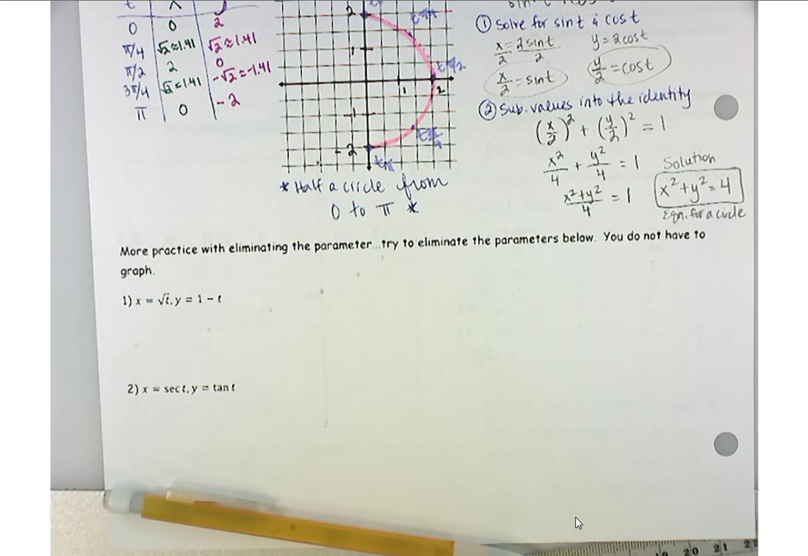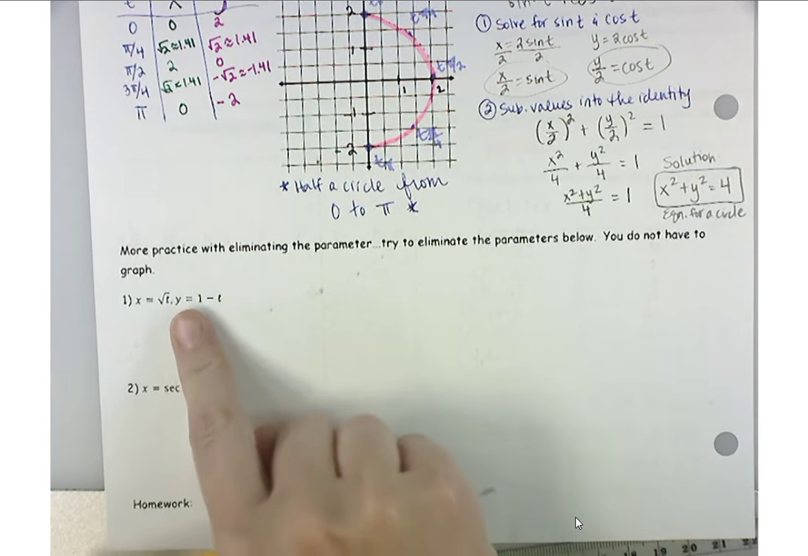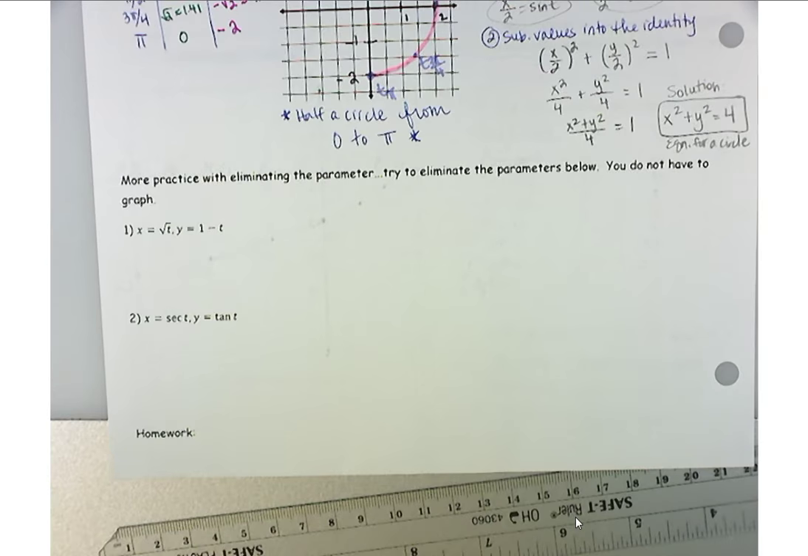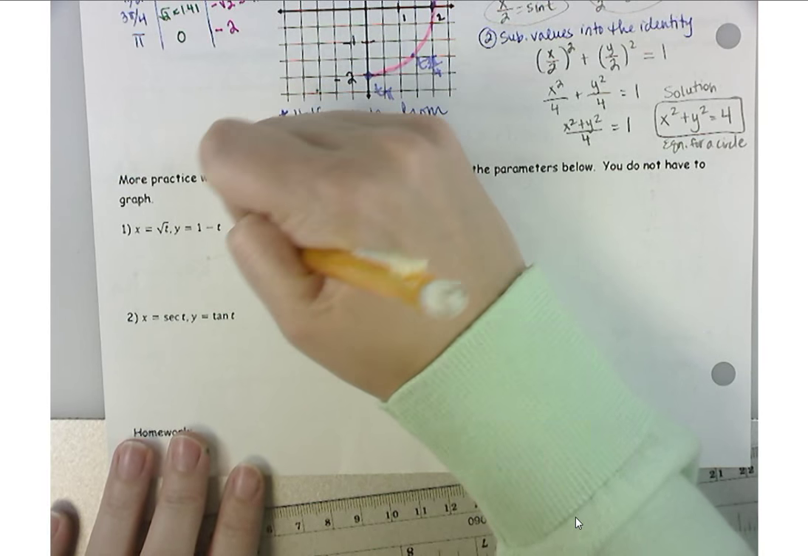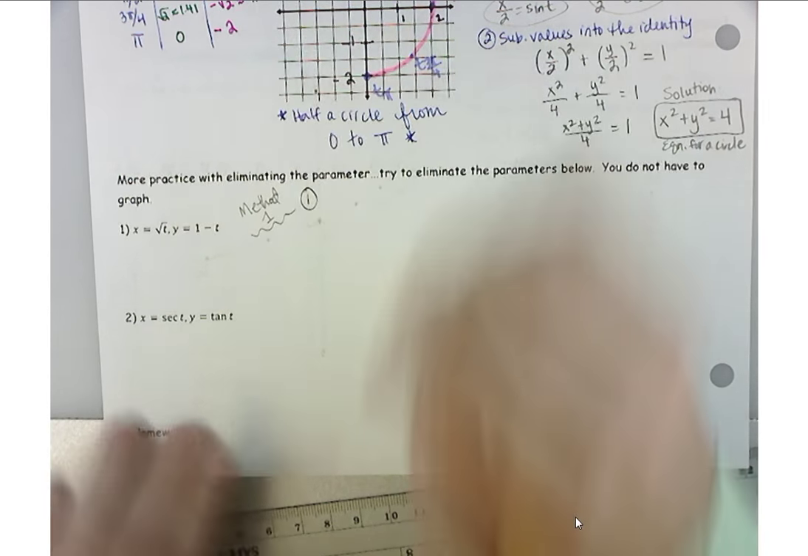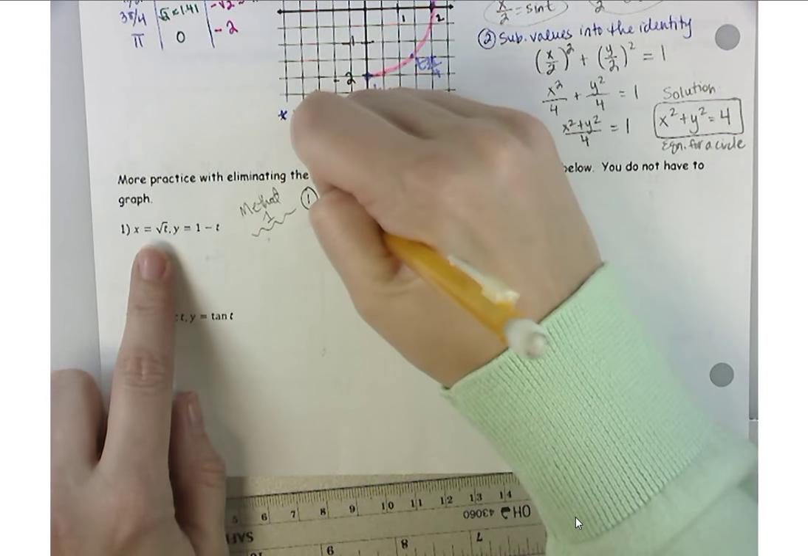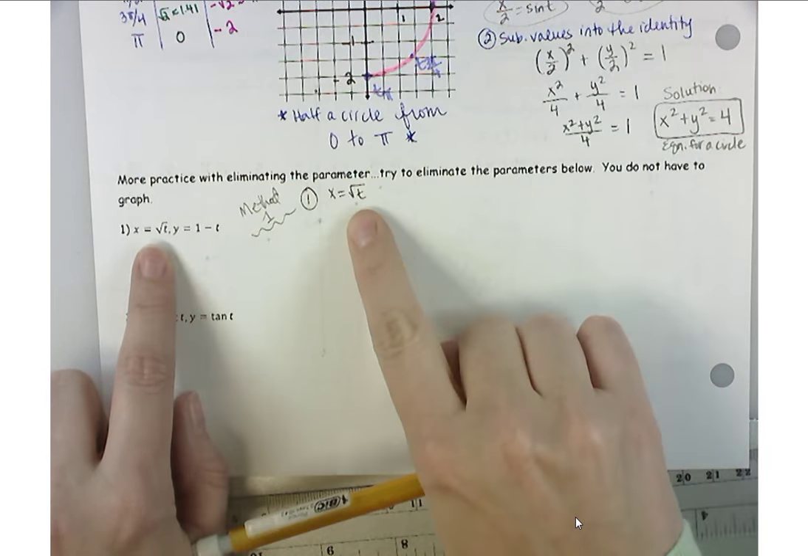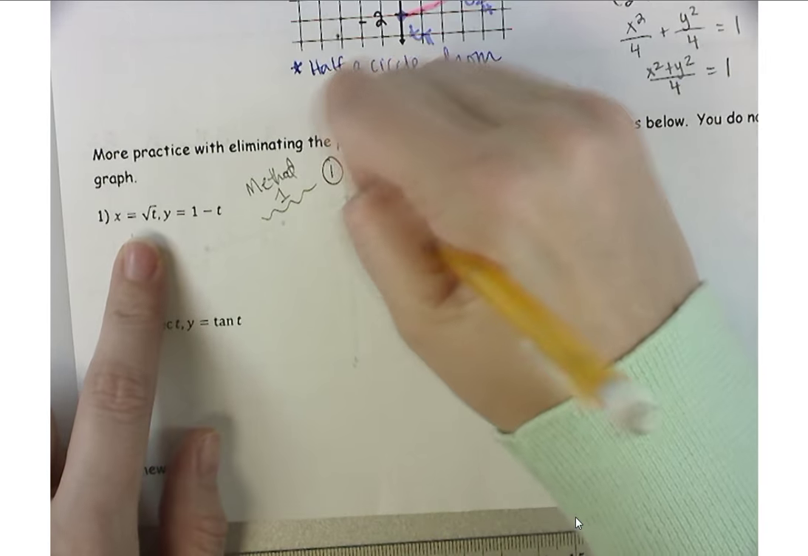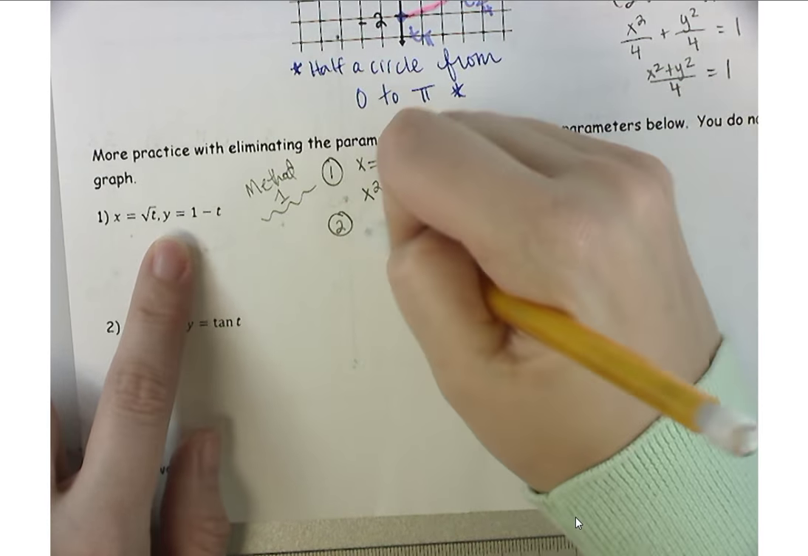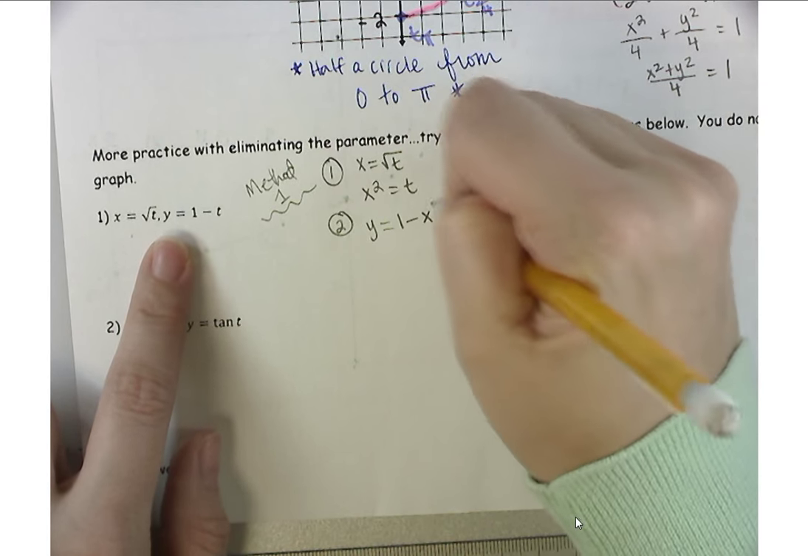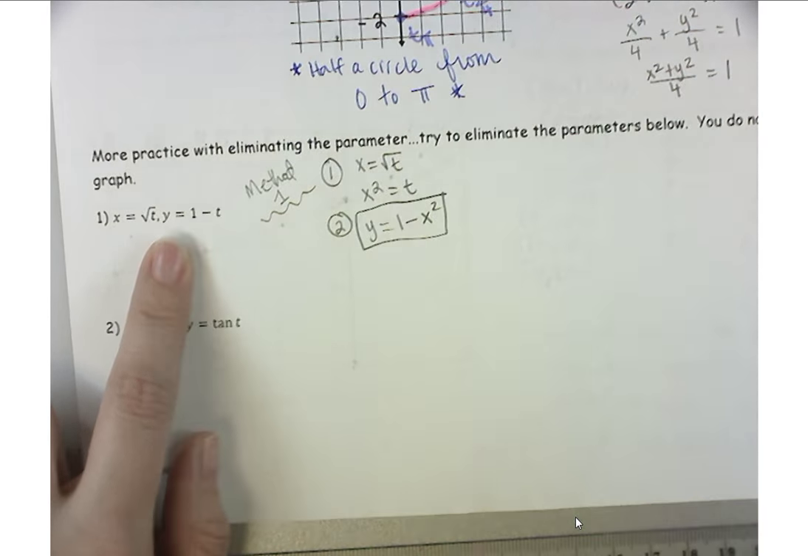Okay, so for number 1, there are actually 2 different ways that you can do this because both equations are pretty simple, right? So let's look at the first method. So maybe you chose method 1. The first thing you could have done is chosen to solve the first equation for t. So what would you do to both sides here? Square them. So then you'd have x squared equal to t. Then in step 2, you have y equals 1 minus x squared. And that's it, you're done.